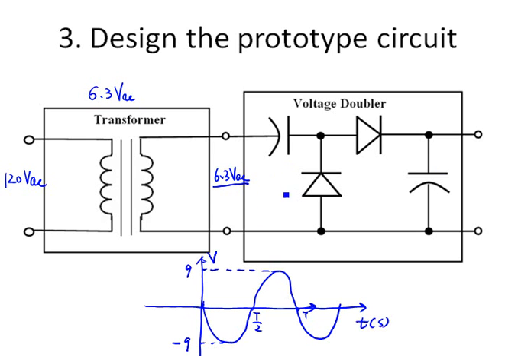So let's look at the circuit here. 6.3 is the RMS value, so the peak value should be 6.3 times square root of 2, that is around 9 volts. Let's look at the negative half of the waveform, the period from 0 to T over 2. So the top is the negative terminal. Here is the positive terminal. So that's for the negative half period. So the current flows in this direction. So this diode should be on, and it's going to charge the capacitor to its peak value, 9 volts. So I just specify the polarity of the voltage here.